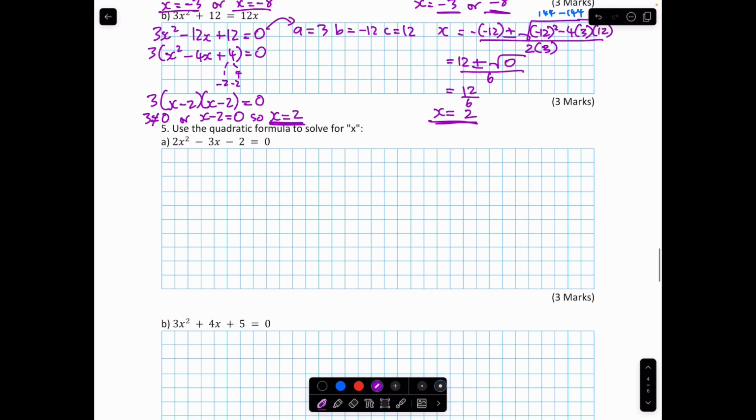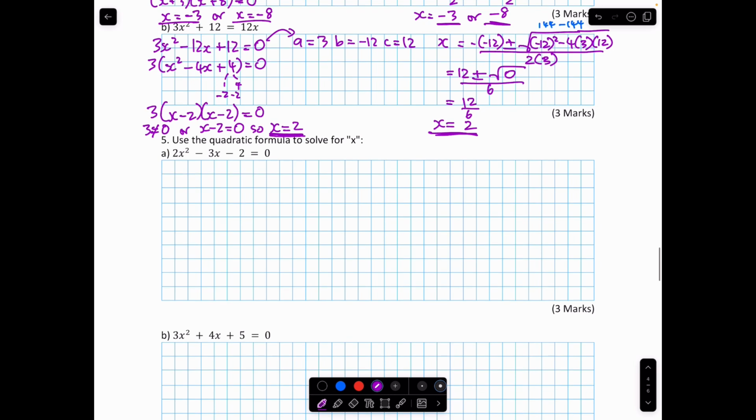Here you're being told to use the quadratic formula. It's already written as equal to 0, so a is equal to 2, b is equal to -3, c is equal to -2, and I can use all my space to use the quadratic formula. X is equal to -b, which was -3, plus or minus the square root of -3 squared minus 4 lots of a, times by c, which was -2, over 2 lots of a, which was 2.